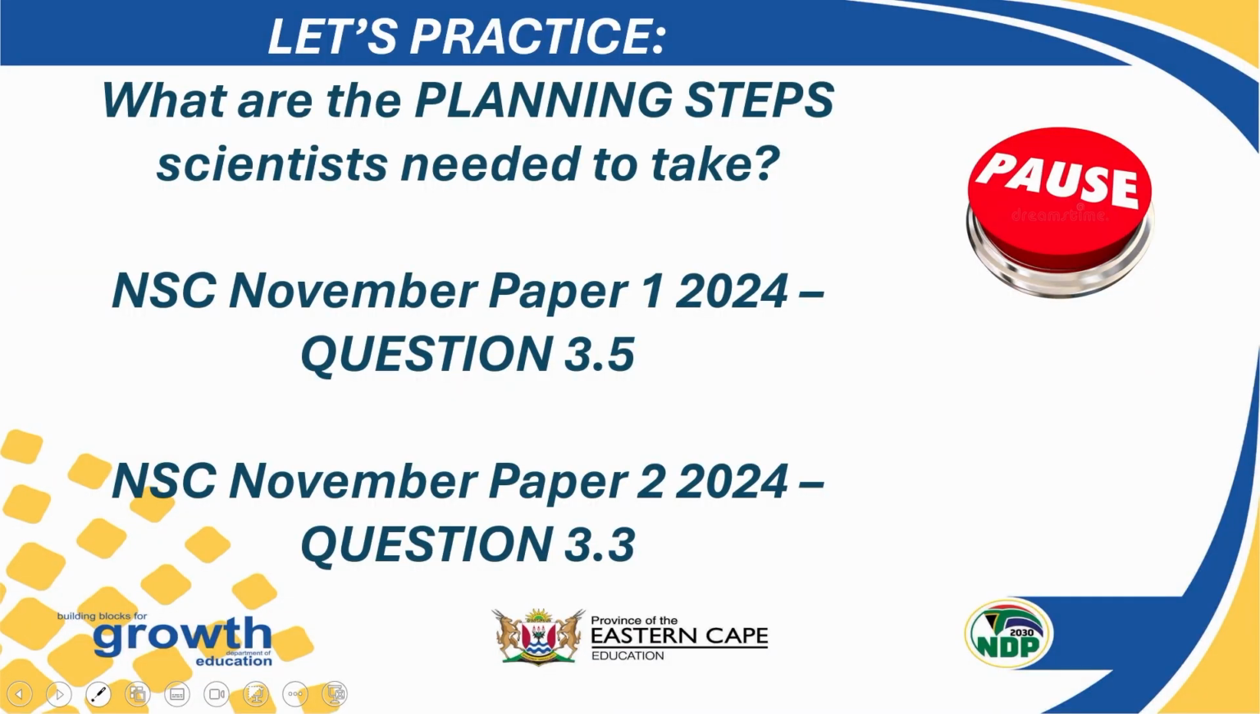Your turn. Let's look at our paper 1 and paper 2 from November 2024 once again. This time, I want you to name the planning steps that are needed for these investigations. Right, and we'll be back now. Welcome back. All right, so let's see if you got this right. For the first paper, in paper 1, what planning steps are going to be relevant?